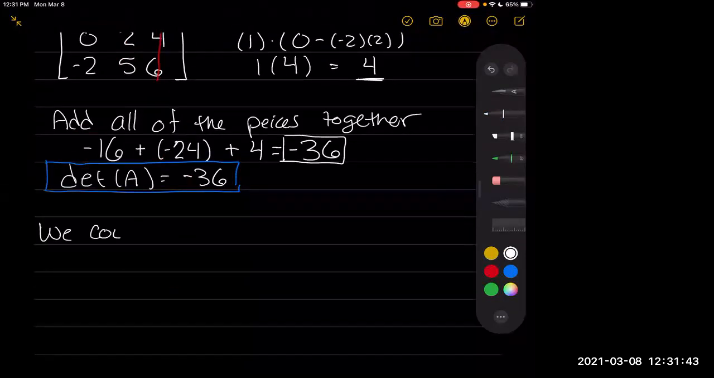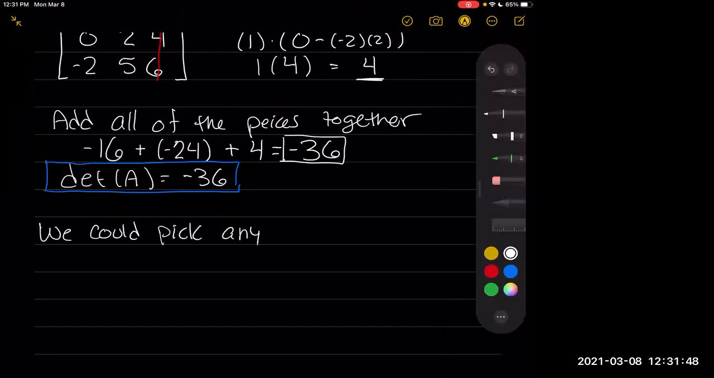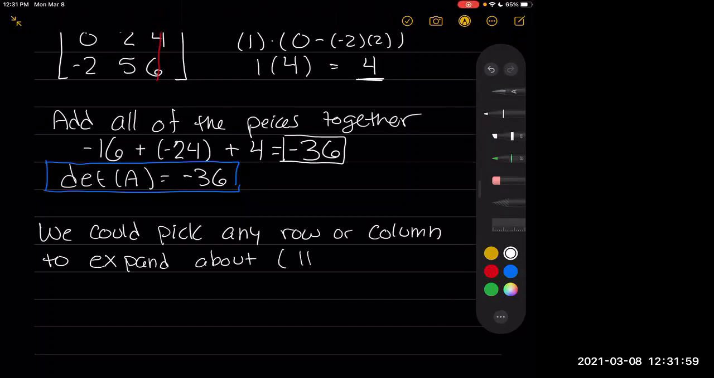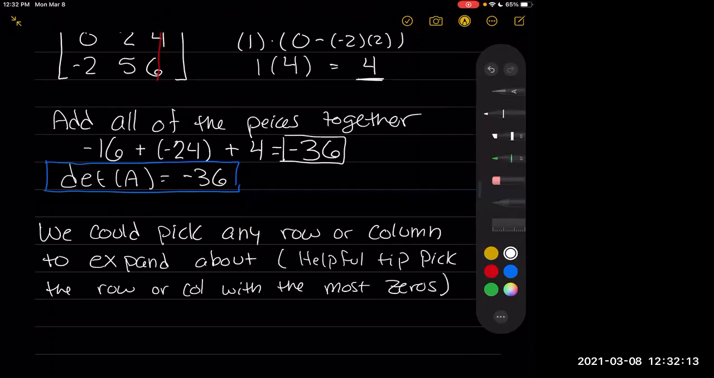We could pick any row or column to expand around. And a helpful tip, pick the row or column with the most zeros. That'll help things cancel out nicer and you'll have to do a little less work.